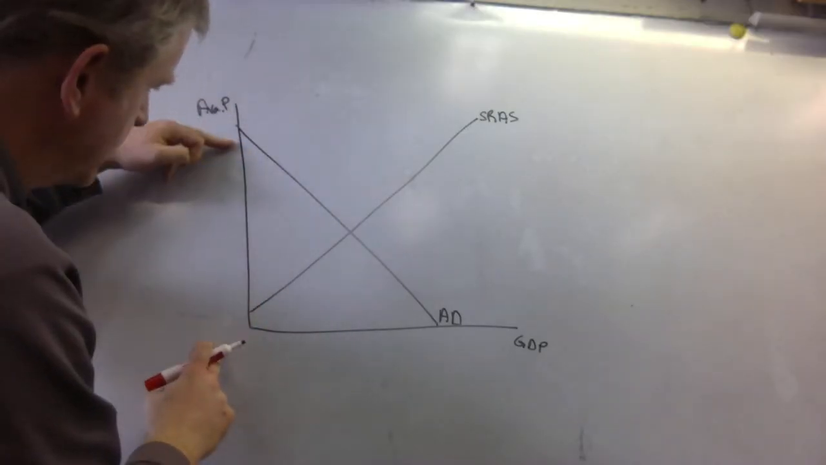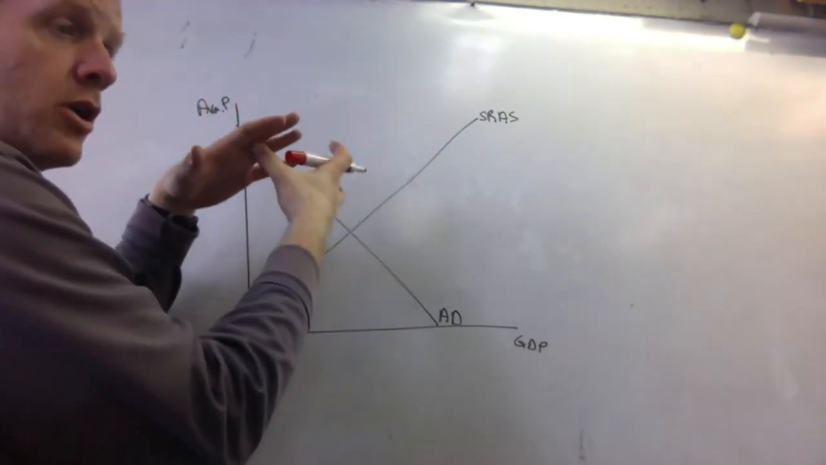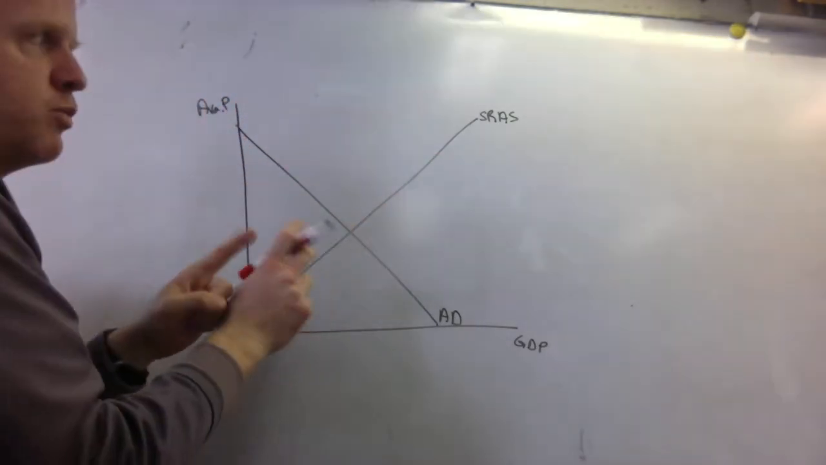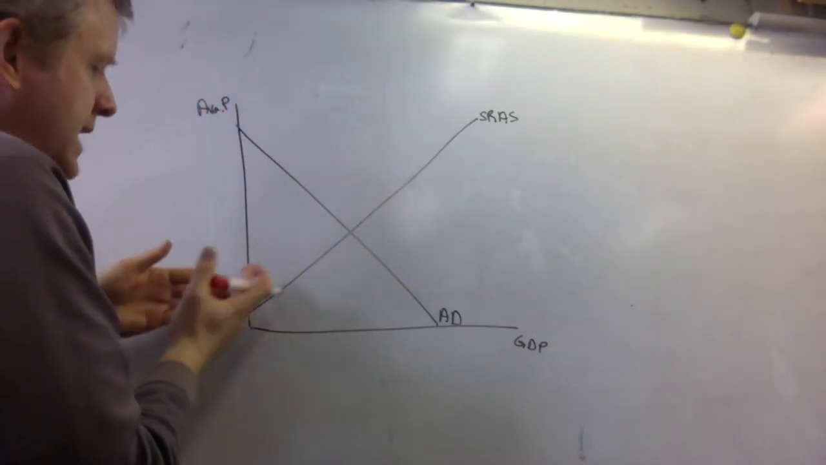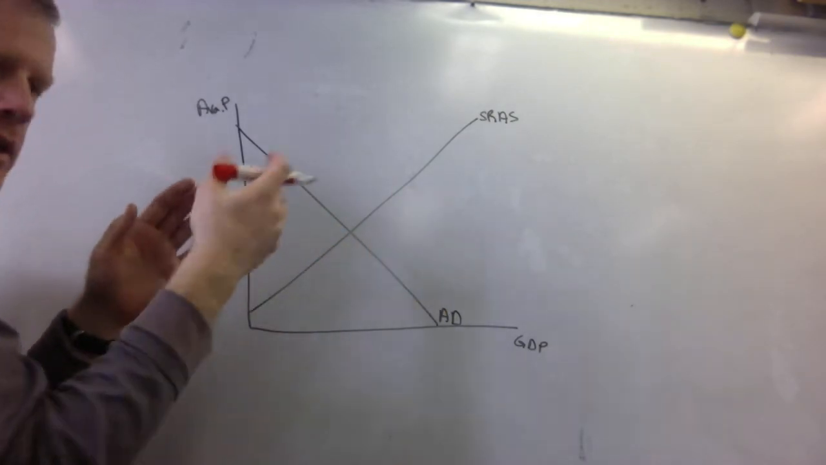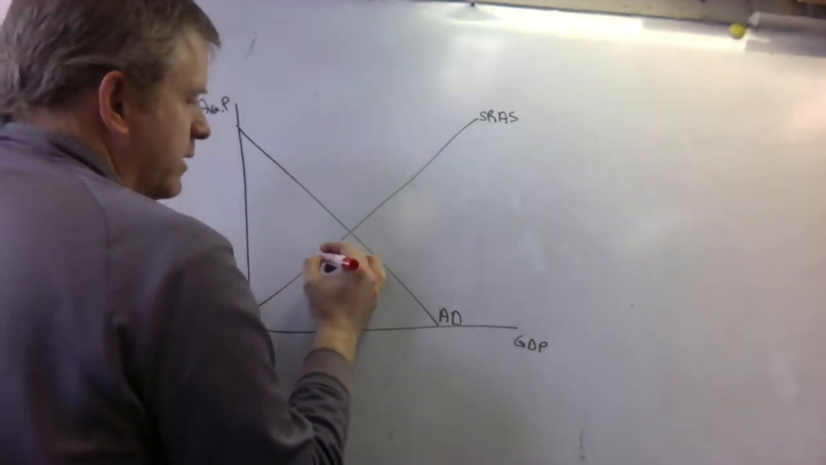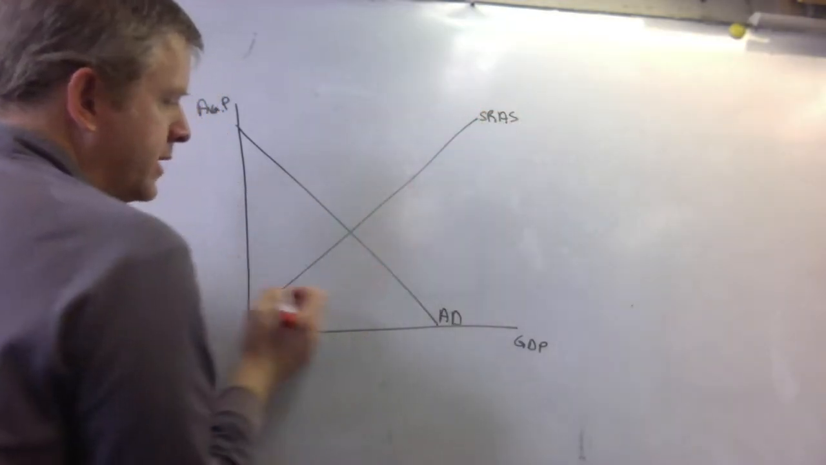So at all these different price levels, we have different amounts of output that an economy would like to produce, and this is the entire economy, not just one market. As prices go up, producers would like to produce more because there's more profit, and that's true in micro, and this is reflected in macro as well. So our short-run aggregate supply curve slopes up to the right.